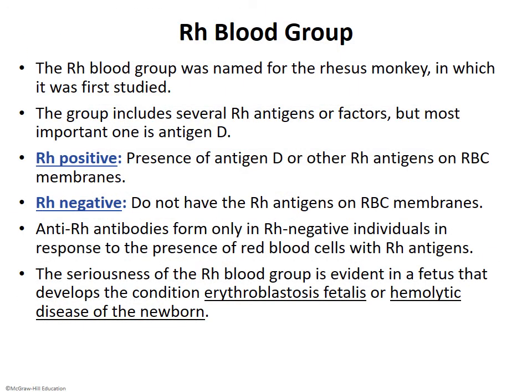Now we look at the Rh group. This is a big thing that throws people off because of one change. First of all, there's only two types, positive or negative. If I have Rh, and I'll draw it like this, that means I'm positive. If I do not have it, I'm simply negative.